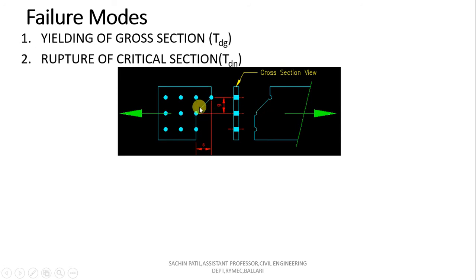So this is how rupture failure occurs. Along a single line the entire section will be divided into two. The failure occurs only along one single line. It might be here, here, or it usually happens at the weaker section. And this is represented by TDN.